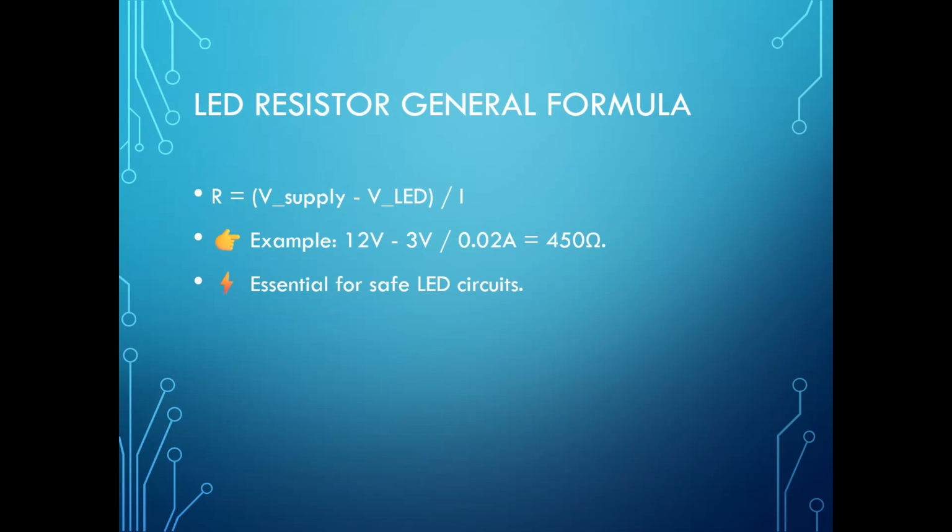Now coming to the LED resistor, how do we calculate the resistance for an LED? So R is equal to V supply minus V LED divided by I. So for that, 12 volt supply, LED drop 3 volt and 20 milliampere. Okay. So you will get a resistor of 450 ohm. So this is the math behind every LED series resistor you see in Arduino shields or development boards.